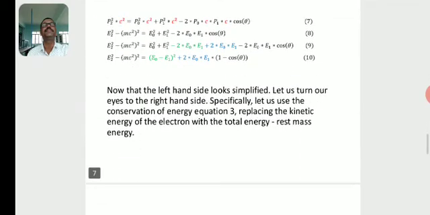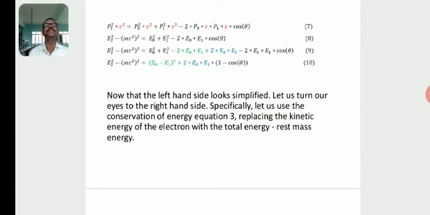So after simplification, we get the equation E2² − (mc²)² = (E0 − E2)² + 2E0E1(1 − cos θ). That is equation number 10.